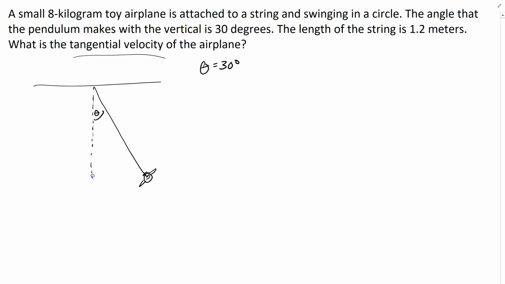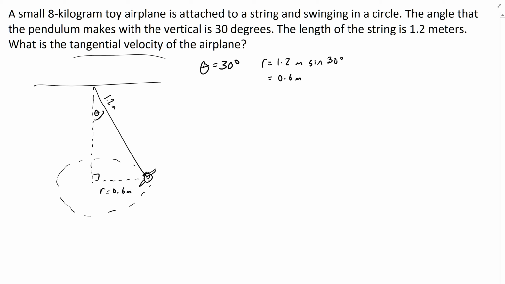We're going to use that to first figure out the radius of the circle the airplane is making. To find the radius, we need to use the fact that the length of the hypotenuse, the string, is 1.2 meters, and therefore the radius will be, I'm sorry, 1.2 meters times sine of 30 degrees. And 30 degrees is a half, so half of 1.2 is 0.6 meters. So that's our radius, 0.6 meters.